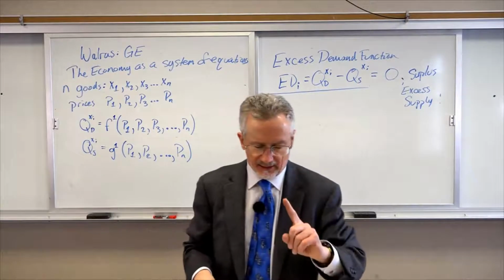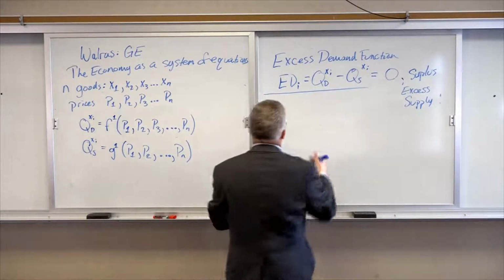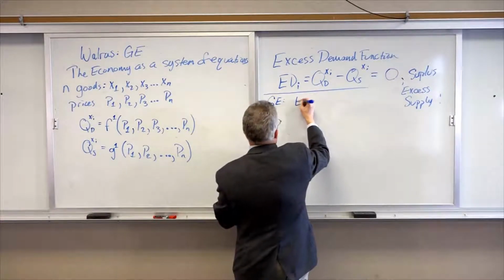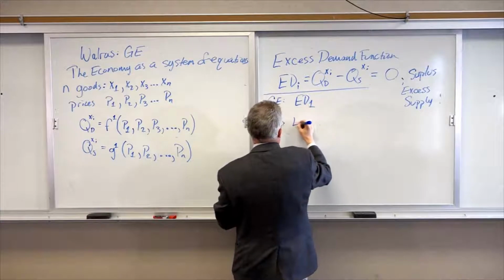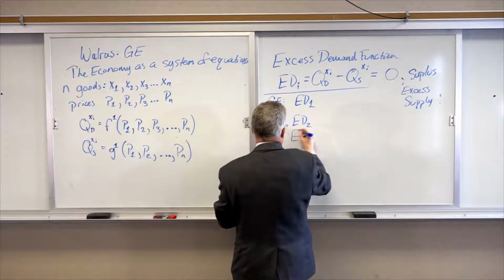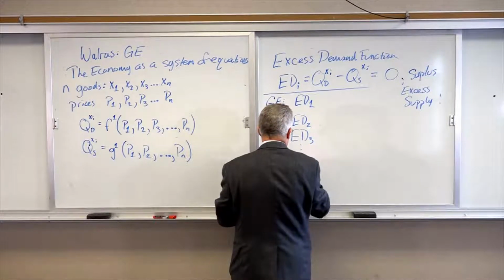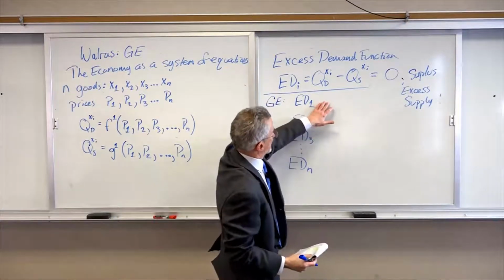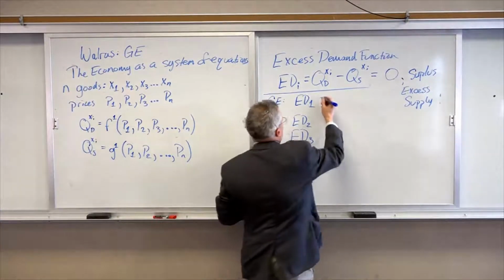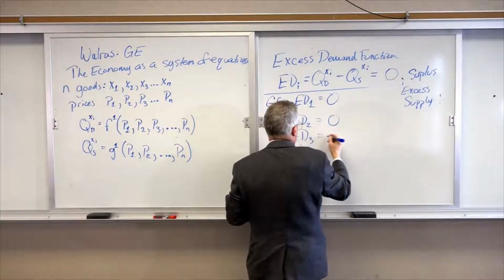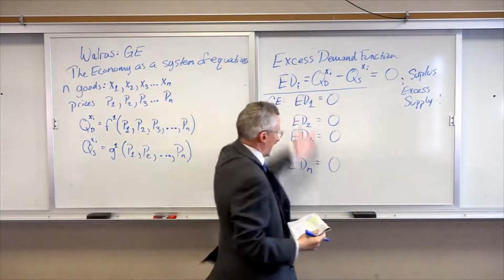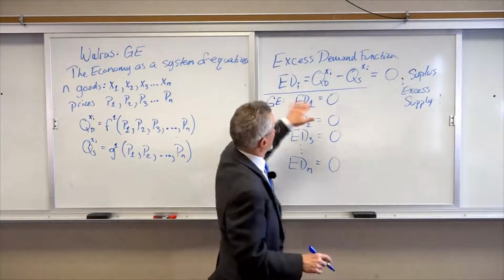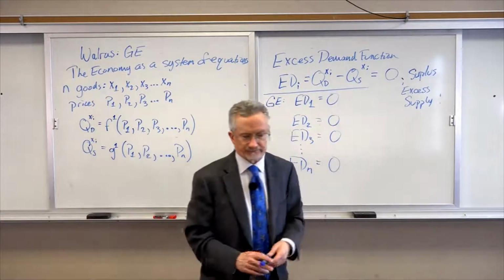Great. Okay. Here's general equilibrium. In this framework, general equilibrium is the case where we have the excess demand for good one, excess demand for good two, excess demand for good three, dot, dot, dot, excess demand for good n, quantity demanded equals quantity supplied. That market clears, that market clears, that market clears. Every single one of those is zero. Okay. That would be the case of general equilibrium. That's what's going on there.